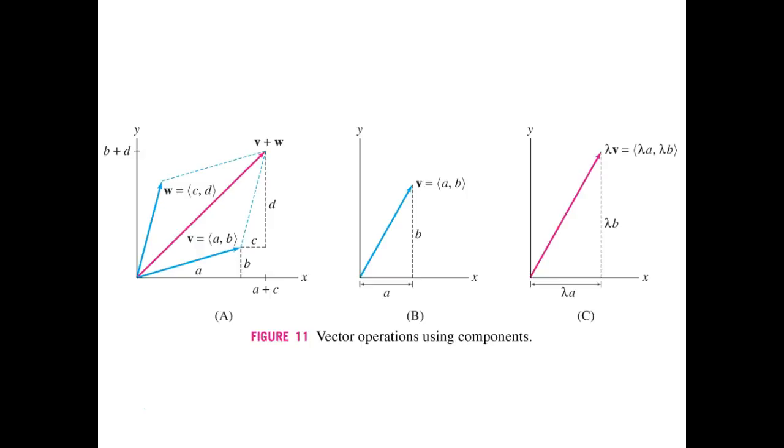Okay? If it had been a negative number, no matter what, it would have been going down this direction. Lambda V would have been down here. Okay? If it was less than 1, it would have been shorter than this, greater than 1, longer than that. Okay? Make sense? All right. Scalar multiplication. So I think we're ready for example 3.